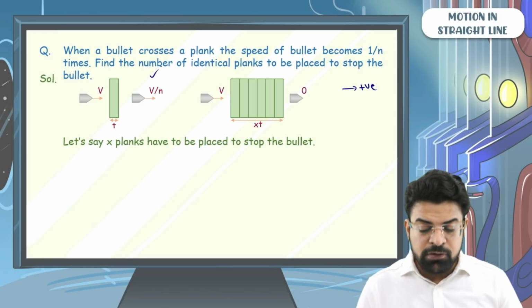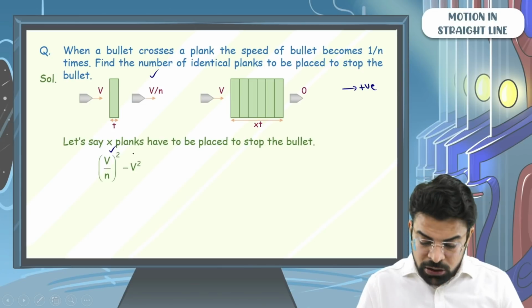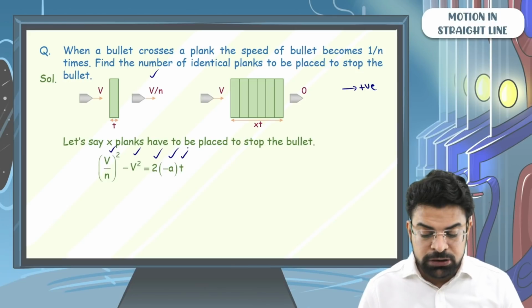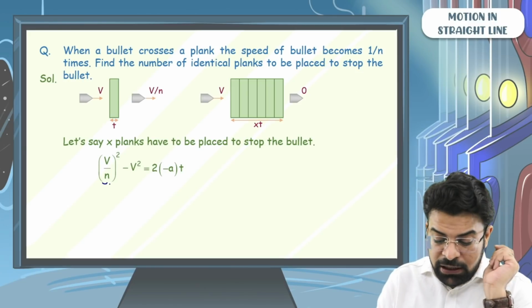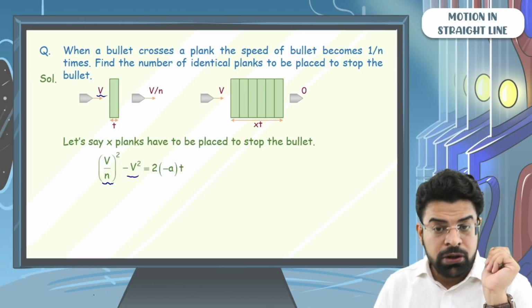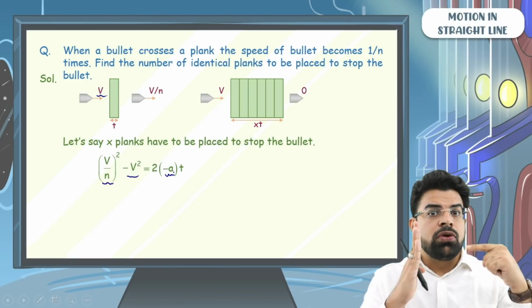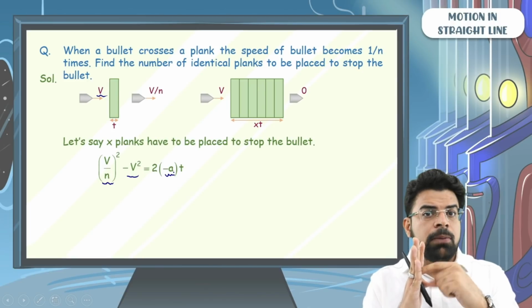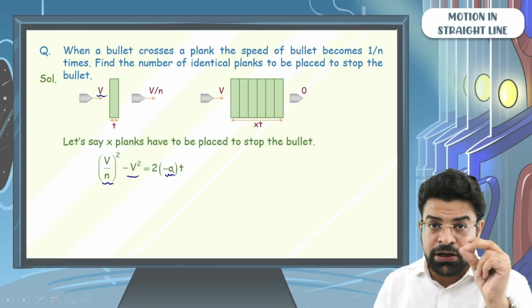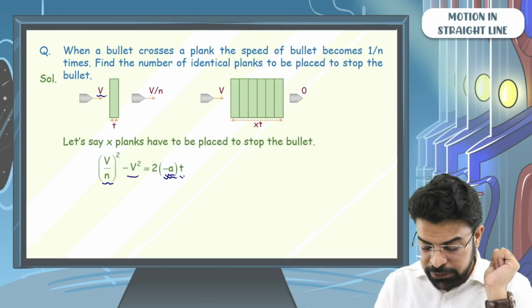For the first case, you will make the third equation of motion as the final velocity square, v by n square, minus initial velocity square equals 2 times acceleration into displacement. Notice that I have taken final velocity as positive v by n. I have taken initial velocity v as positive. I have taken acceleration as negative because when the bullet tries to cross, the plank applies force on the bullet in the opposite direction, because of which the velocity of the bullet decreases. So the acceleration is towards left. That's why it has been taken as negative a into t.